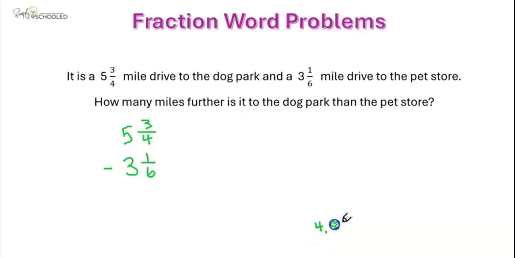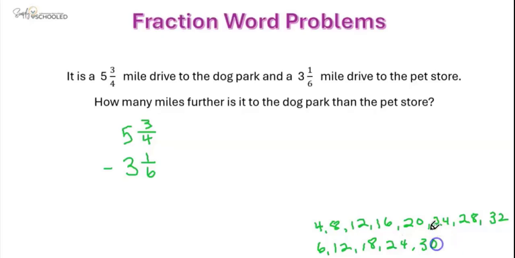4, 8, 12, 16, 20, 24, 28. You're not sure how far you have to go, so just do a few, then start on the next one. 6, 12, 18, 24, 30. Oh, I already see one. So I can stop. They both have a common multiple of 24. So that means we need to find equivalent fractions for 3/4 and 1/6 with a denominator of 24.